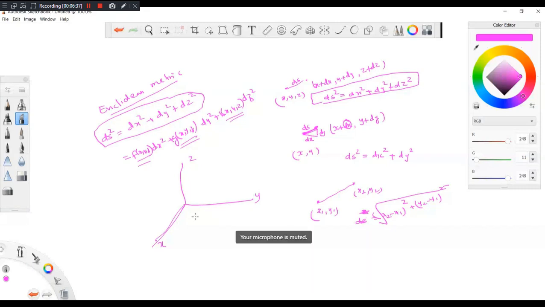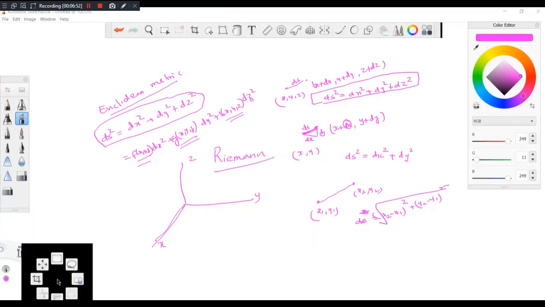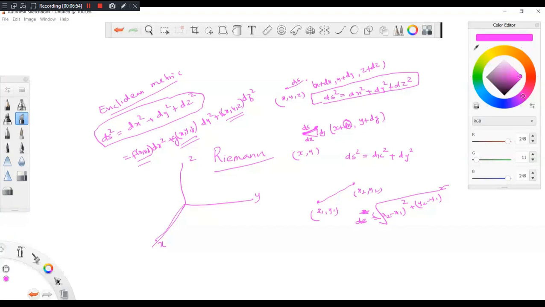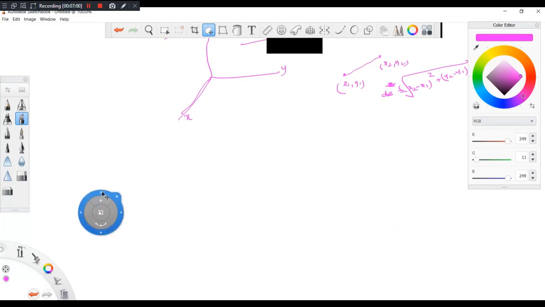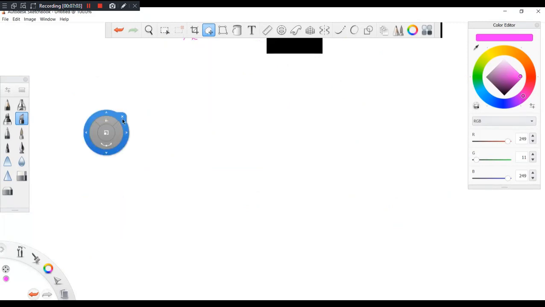So a mathematician, Riemann, thought of generalizing the Euclidean concept by incorporating coefficients for dx square, dy square, etc. Rather than taking that kind of metric, he took a very general kind of metric. So that is the little introduction to Riemann space that I will give.